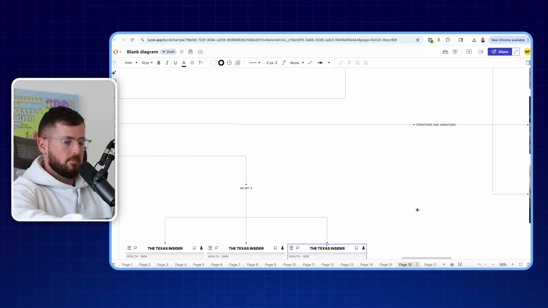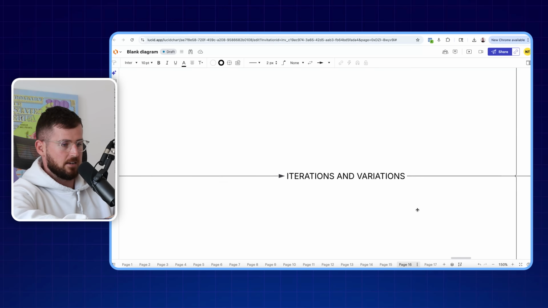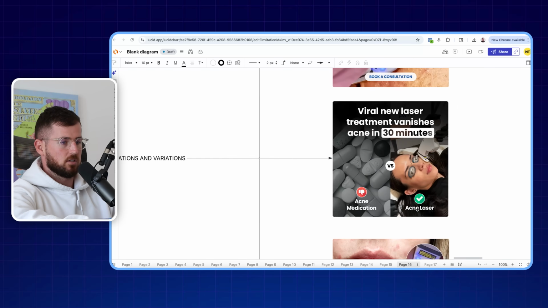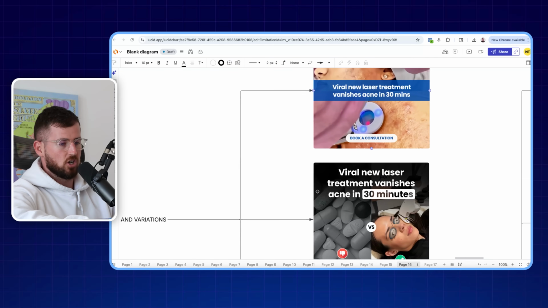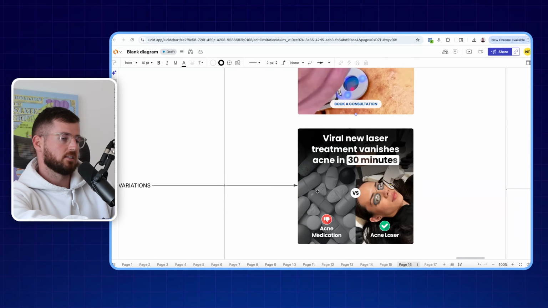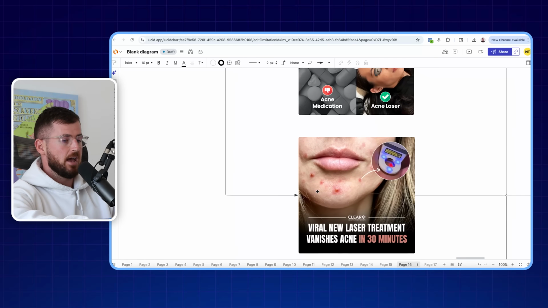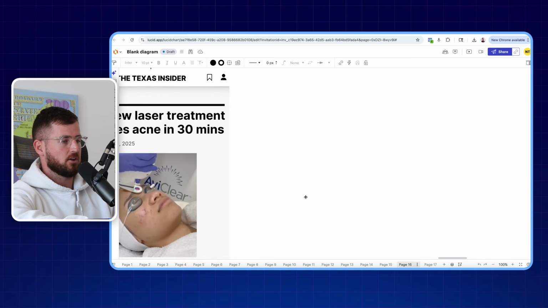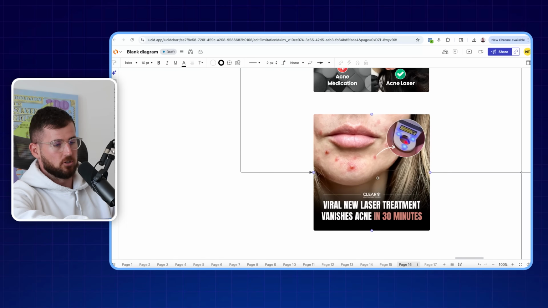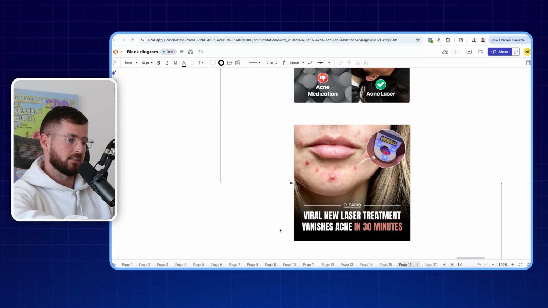Now, Nick, what about iterations and variations? Are those pretty much useless? How do I look at that now? So we actually found this winning headline right here, viral new laser treatment, based off the one I just showed. And you can see right here, we created still net new styles, creative styles with that winning headline. And then guess what happened? We found another new winning creative here. But you'll notice here that the creative style is different versus this one right here. So it still looks new to the platform, even though we're using that same headline.